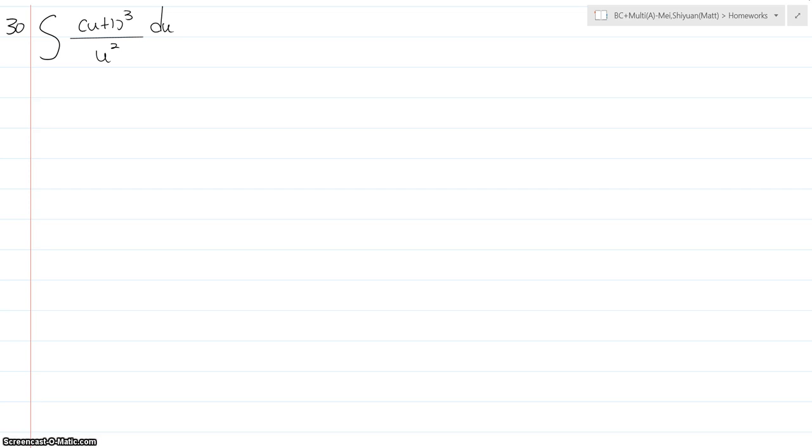So first, this is the integral of (u plus 1) to the cube over u squared. Since u is already used as the variable inside the problem, I'll use a and b instead. So a equals (u plus 1) cubed, and a prime therefore equals 3 times (u plus 1) squared, and b prime equals u to the negative 2, which is 1 over u squared. Therefore b will be negative u over negative 1, which could also be written as negative 1 over u.